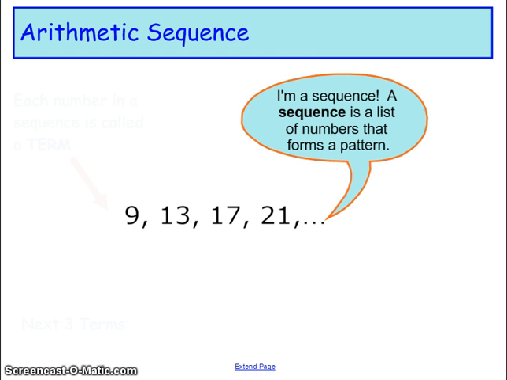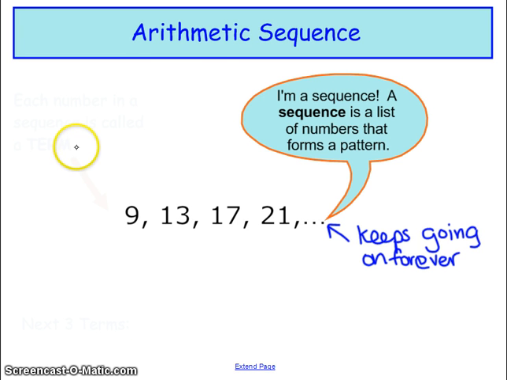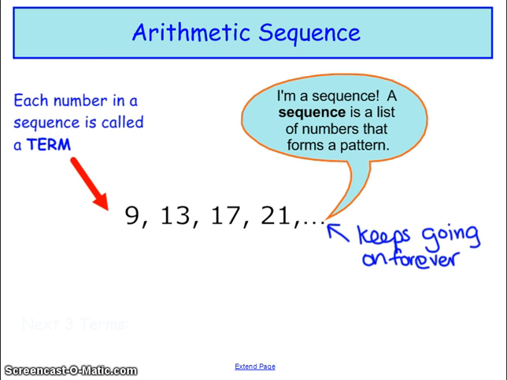And again, this pattern will keep going with the ... The name for each number in the sequence is called a term. So 9 is a term, 13 is a term, 17 is a term, 21 is a term. Now, I said that a sequence is a list of numbers that forms a pattern. So let's see if we can find the pattern in this one.